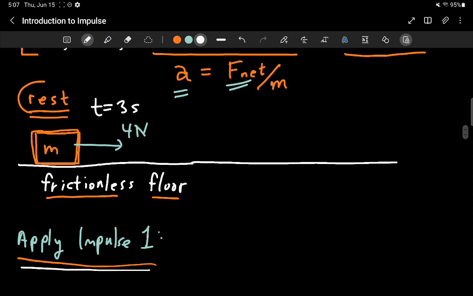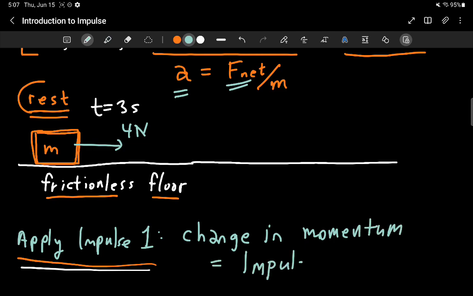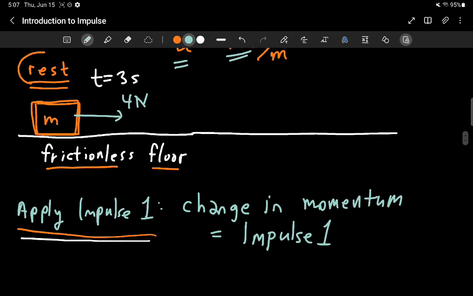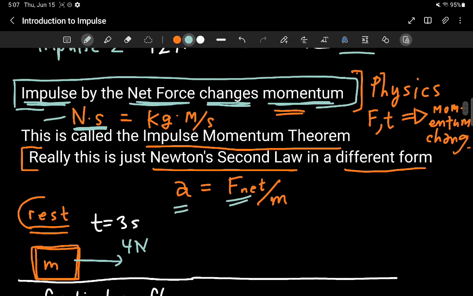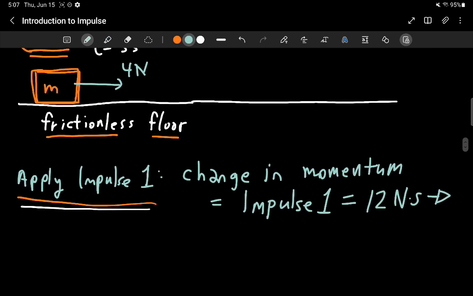So once we apply impulse number 1, we get a change in momentum is equal to the impulse. In this case, it's impulse number 1. And that value is 12 newton seconds towards the right. But I told you up here that a Newton second is the same units as momentum units, kilograms meters per second. So the change in momentum is actually equal to 12 kilograms meters per second towards the right.